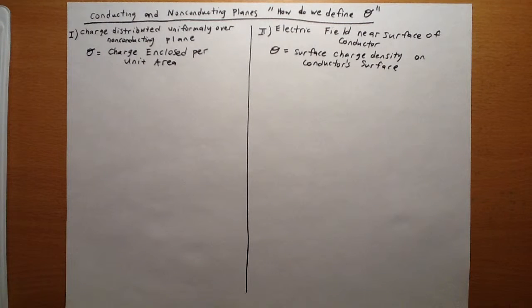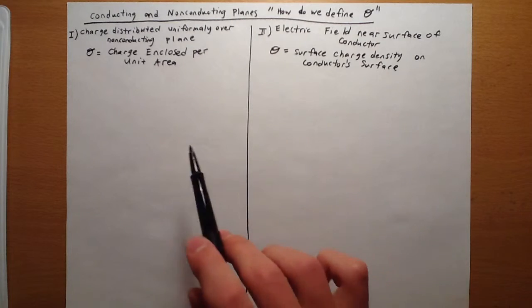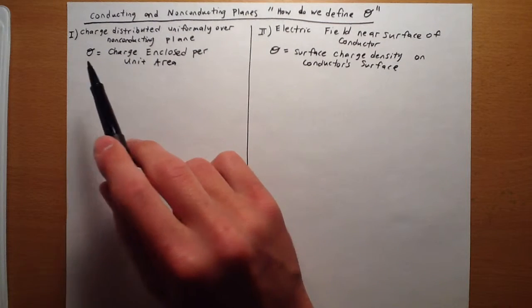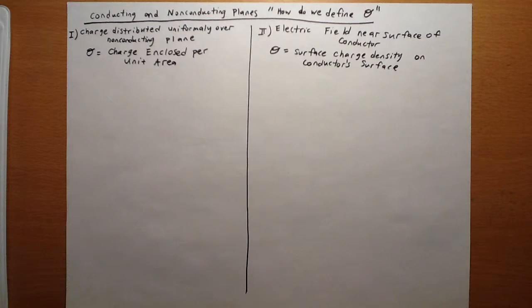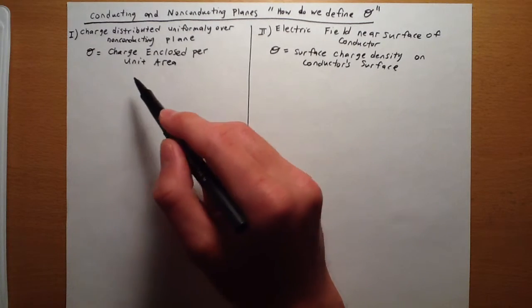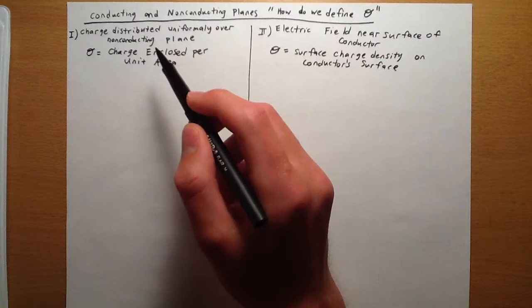In a previous section, I gave you an equation, electric field equals omega over 2 sigma naught. I'm going to show you how to actually derive that equation. Now, there are two special versions when we use planes, and that's how we define omega, or the charge density. The first type of charge density we have is charge enclosed per unit area.